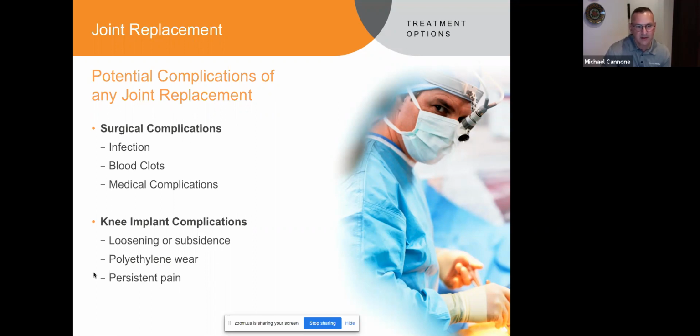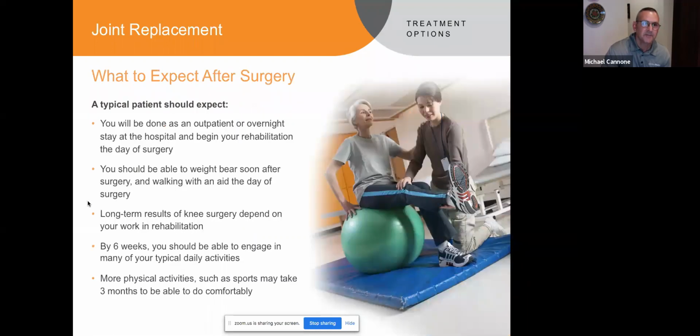We don't know exactly why. Some patients have it, some patients don't. It's obviously not something that we shoot for. We want patients to be pain-free as much as possible. But there are unsatisfied patients after knee replacement surgery, and that's one of the reasons that we're exploring the personalized implants that are custom to your knee.